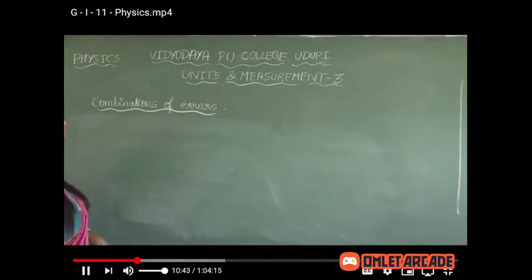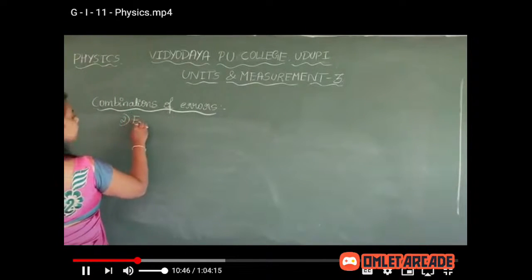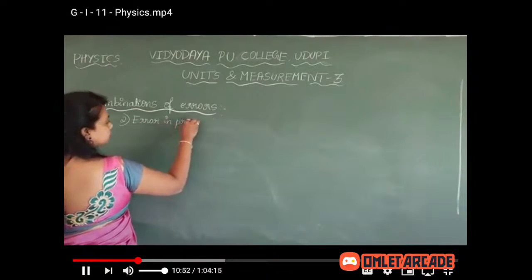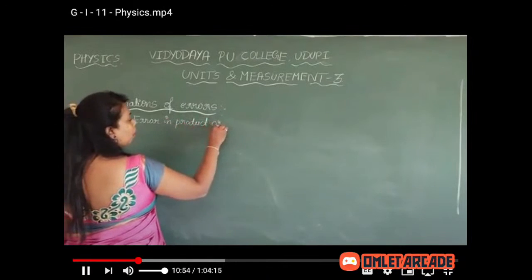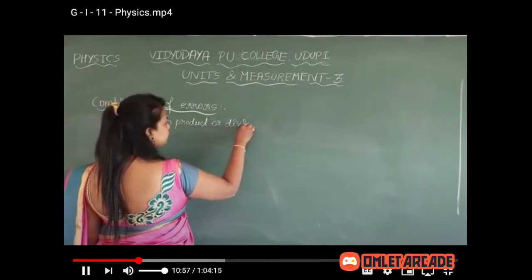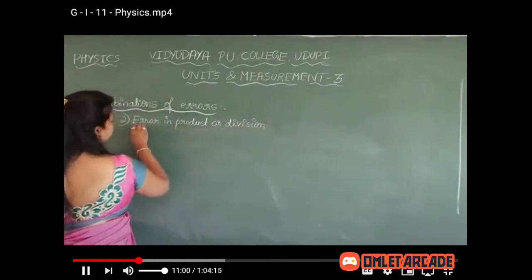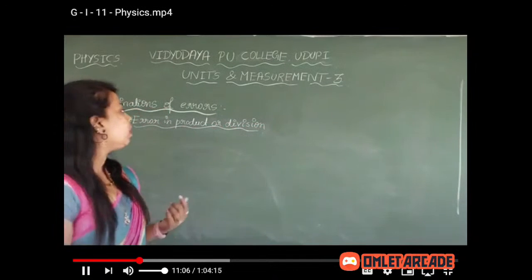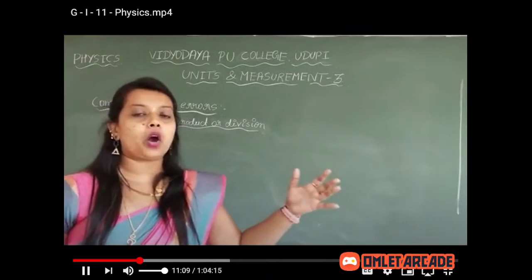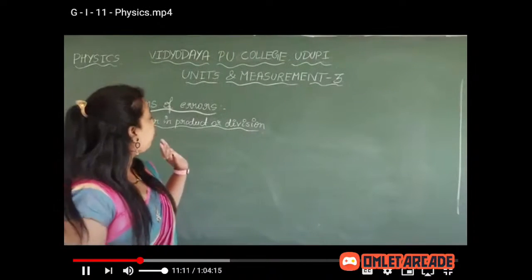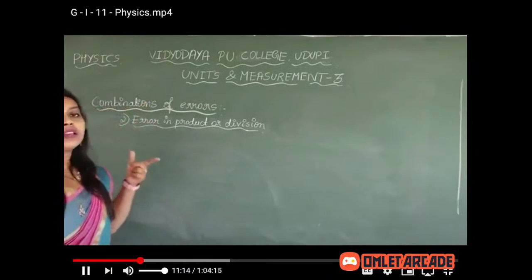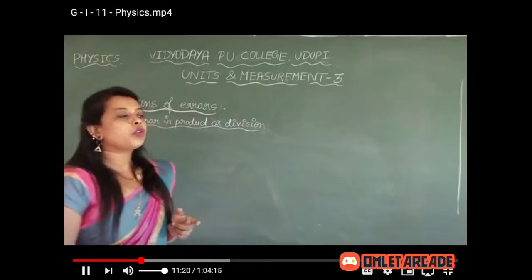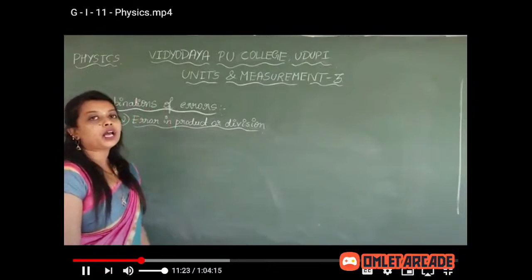Next, the second one is error in product or division. Error in product we can calculate easily, but error in division is a very long method. It is not required, so I will only use the error in a product. The final answer is the same for division also. So the final answer for product and division both are the same.